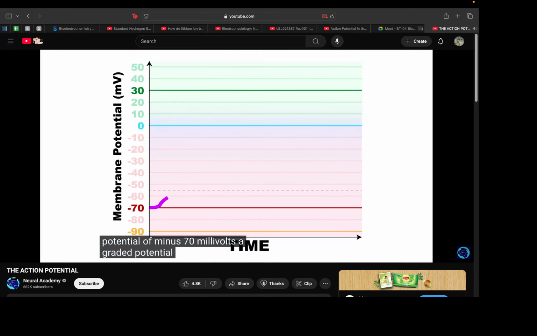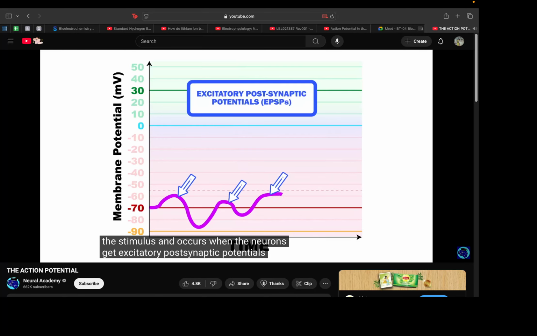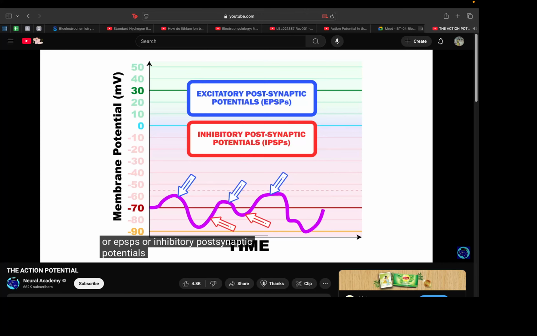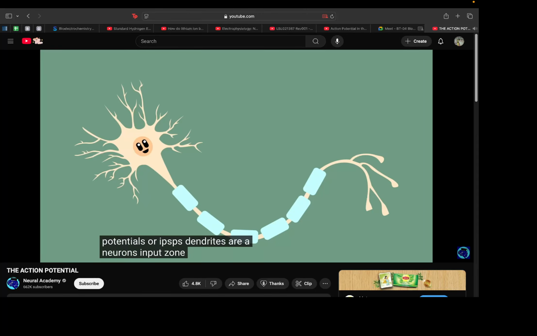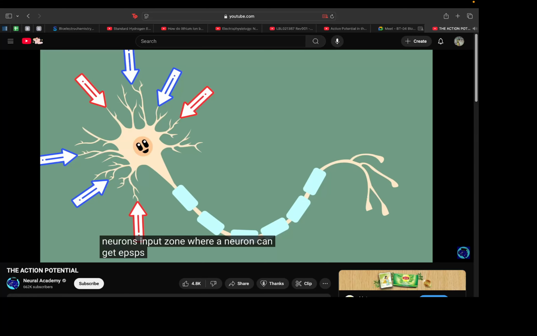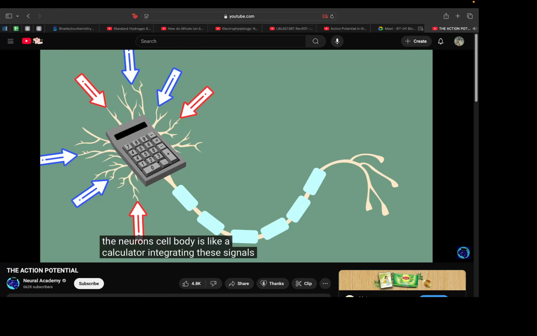A graded potential is a change in potential that can vary in size, with magnitude depending on the intensity of the stimulus, and occurs when neurons get excitatory postsynaptic potentials, or EPSPs, or inhibitory postsynaptic potentials, or IPSPs. Dendrites are a neuron's input zone, where a neuron can get EPSPs and IPSPs from other neurons. The neuron cell body is like a calculator, integrating these signals.